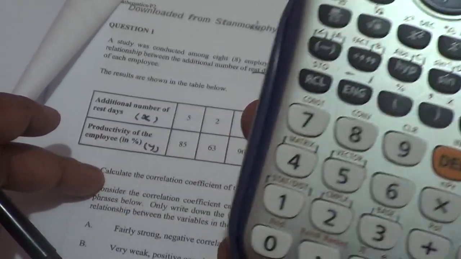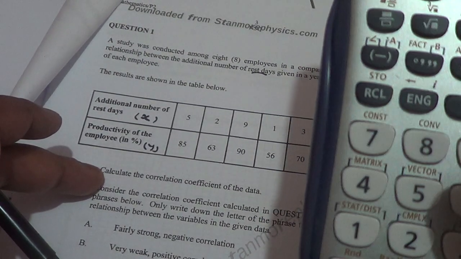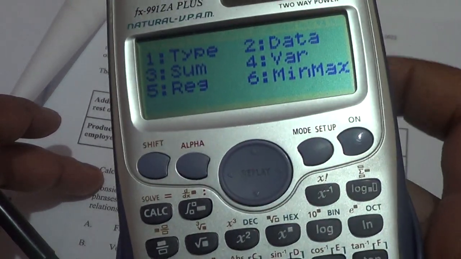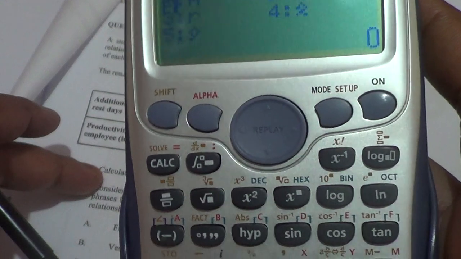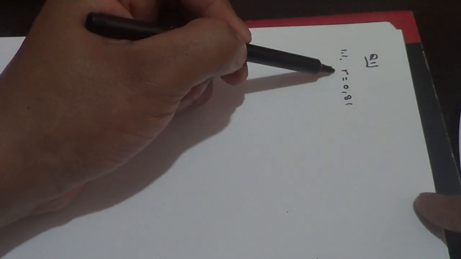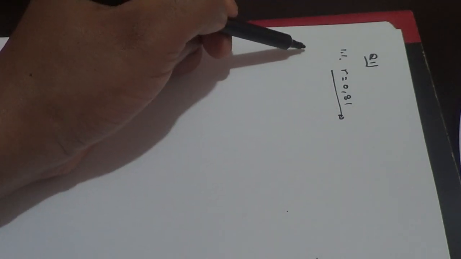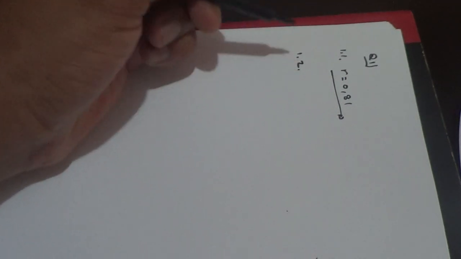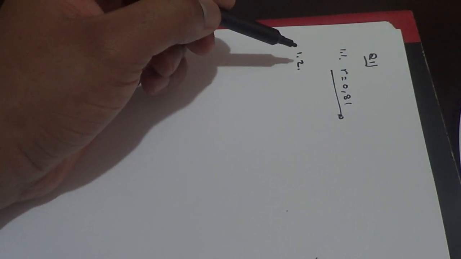Then you just press the AC button. The next thing, press shift, and then you come to 1 stat. Then you go for regression, which is 5, and then you want R, which is 3, and our R is 0.81 to 2 decimal places. You just keep it together like that. So question 1.1: we know that our R is 0.81. This one doesn't have a unit, right? It's a coefficient. Not a problem, so we are sorted.